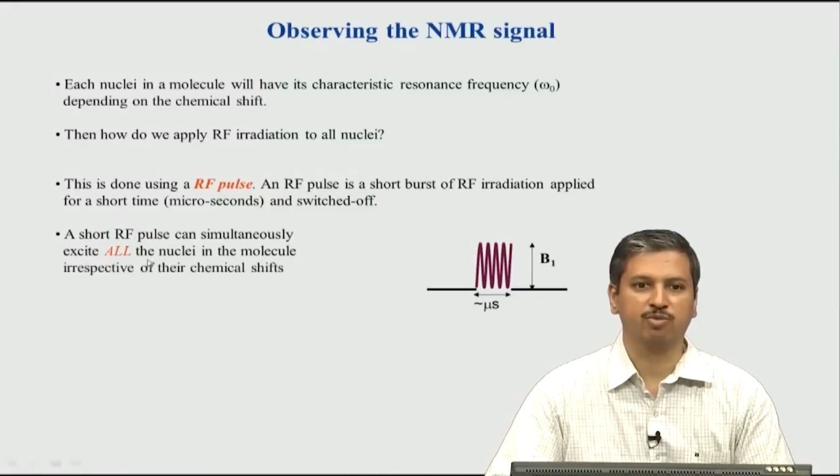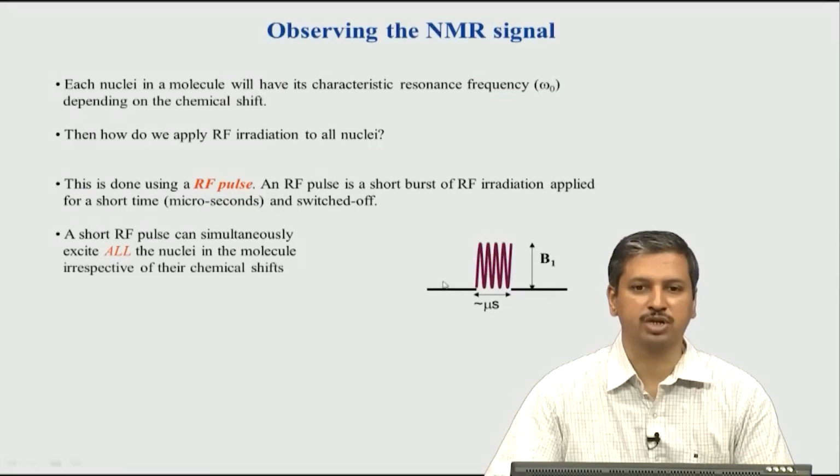So, a short RF pulse can now, so this is a more important point. The point is we will come back to this in the later slides. The idea here is that a pulse is so strong that it can excite all the spins in the molecule irrespective of their chemical shift. So, when we come to this concept of chemical shift in NMR, we will look at it more carefully, this concept of uniform excitation.